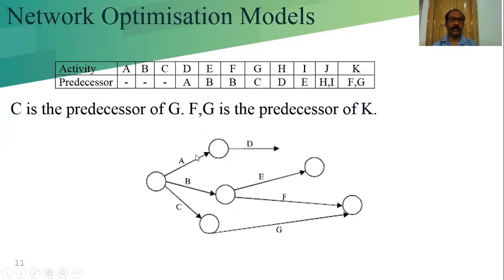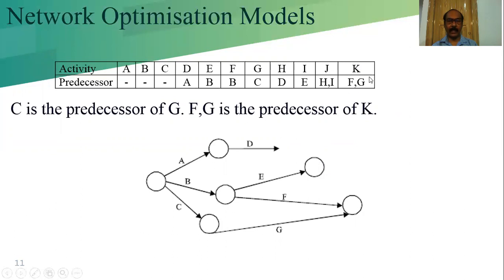G has the predecessor C. Now if we check, H has the predecessor D, so H will be from there. Now I has the predecessor E, so I will be going out from this. There should be one node from that. H will be going out, I will be going out from this. J has I and H. Unless we draw H and I, we cannot draw J.